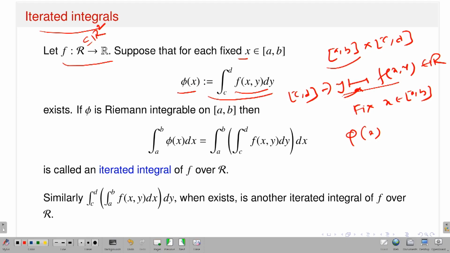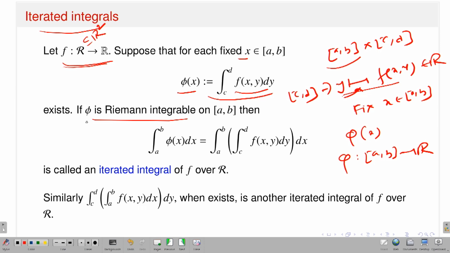Suppose that for each x, phi(x) exists. Now phi is a function. From where to where? x is running over the closed interval [a, b], so phi is a function from [a, b] to R. Since phi(x) exists for each x in the closed interval [a, b], I can talk about whether phi is Riemann integrable on the closed interval [a, b] or not.